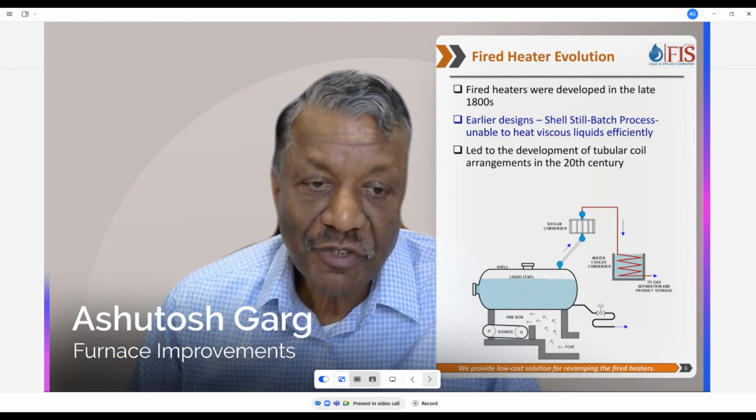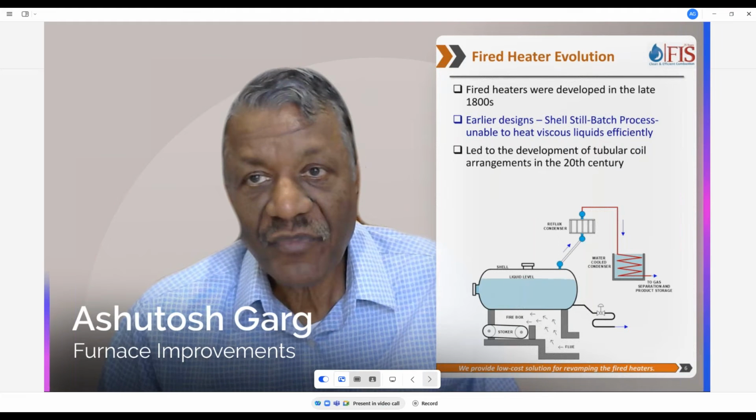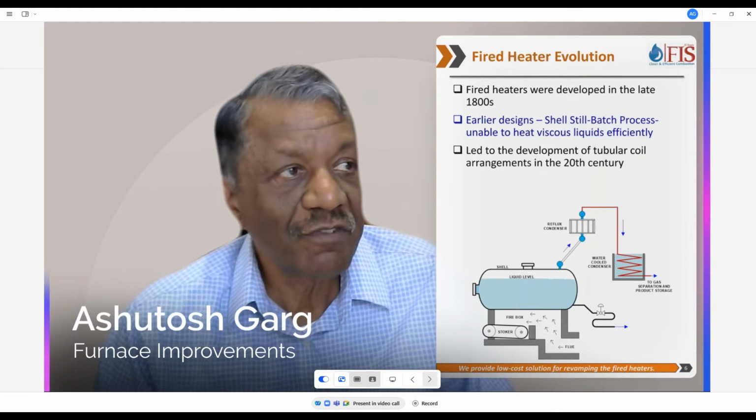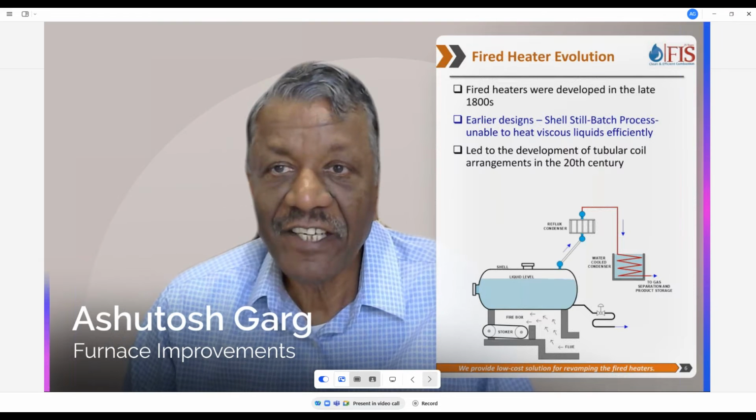Most of you know that the refining industry is about 150 years old. It was developed in the late 1800s.